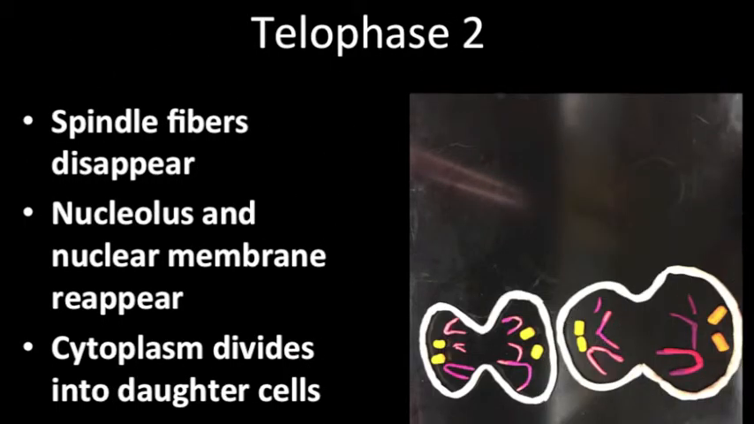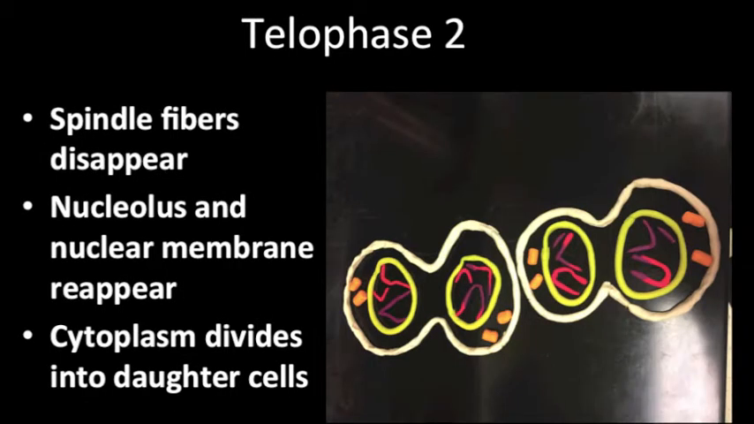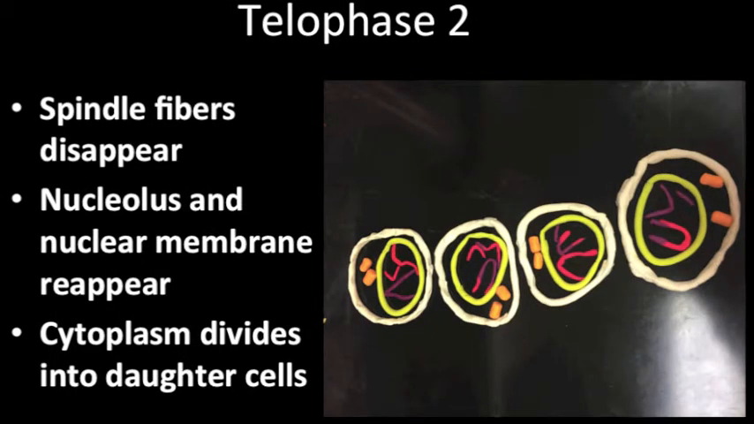Once the sister chromatids are separated, telophase II begins. The spindle fibers disappear. The nucleolus and the nuclear membrane reappear. The chromosomes become chromatin, and the cell divides into two haploid daughter cells called spermatids.